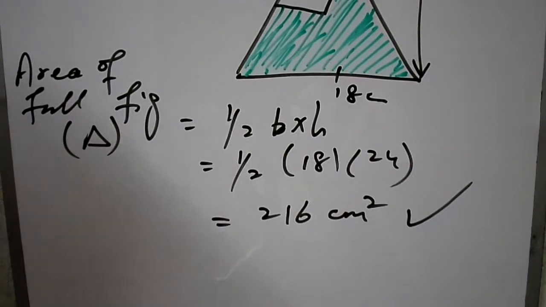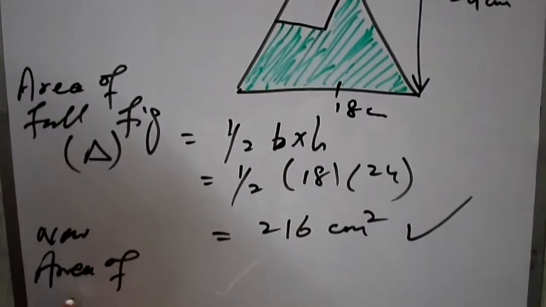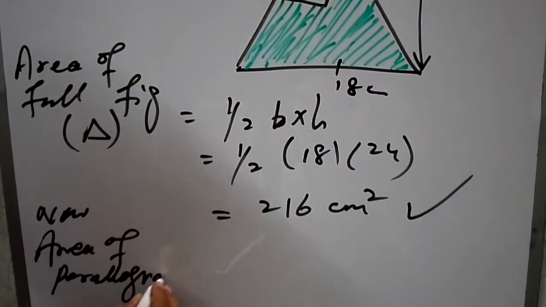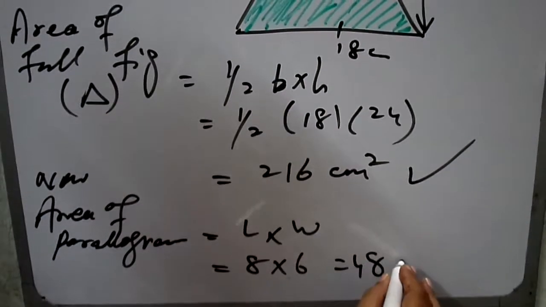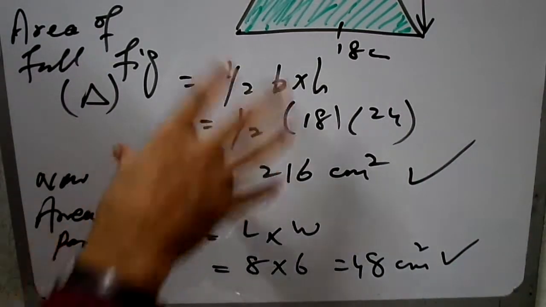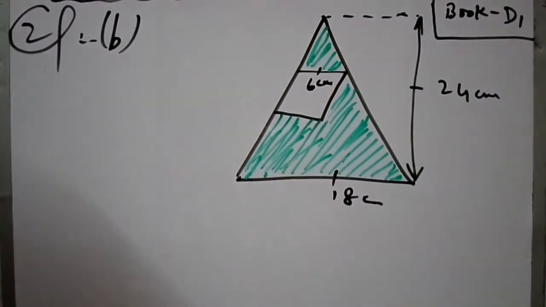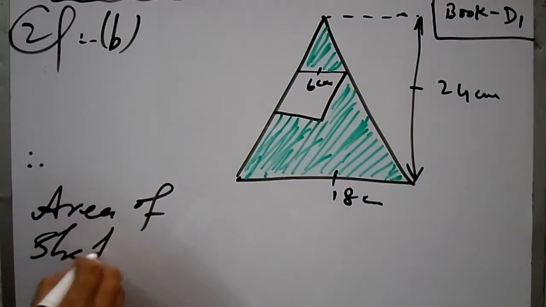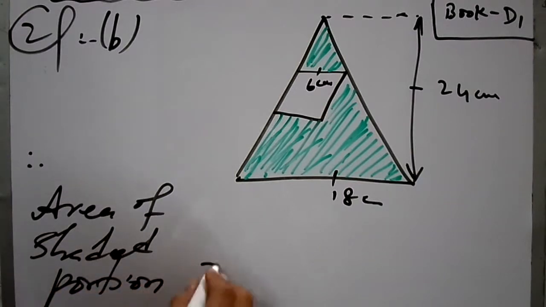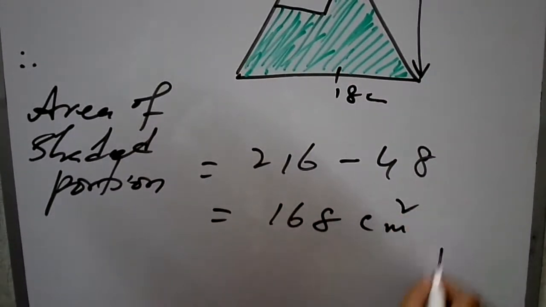Similarly, the area of the parallelogram, this one. The area of the parallelogram is equal to length into width. Length and width, you can see 48 centimeters square. So for the area of the shaded portion, subtract it. Therefore the area of the shaded portion is equal to, you will get 168 centimeters square. So that is your result.